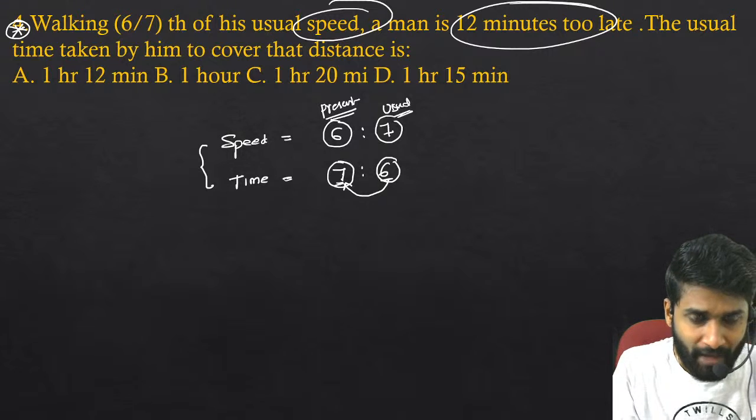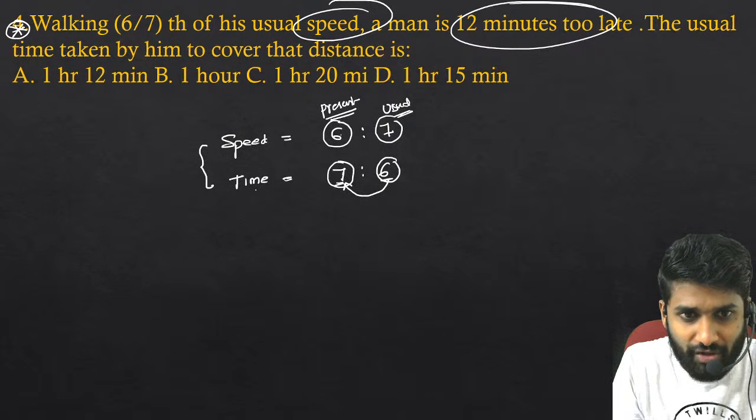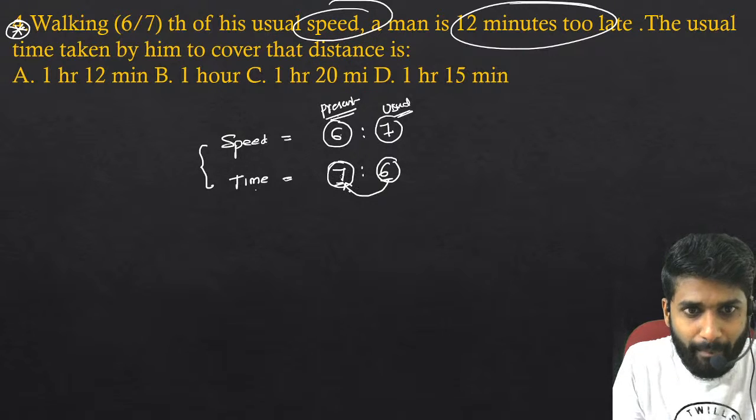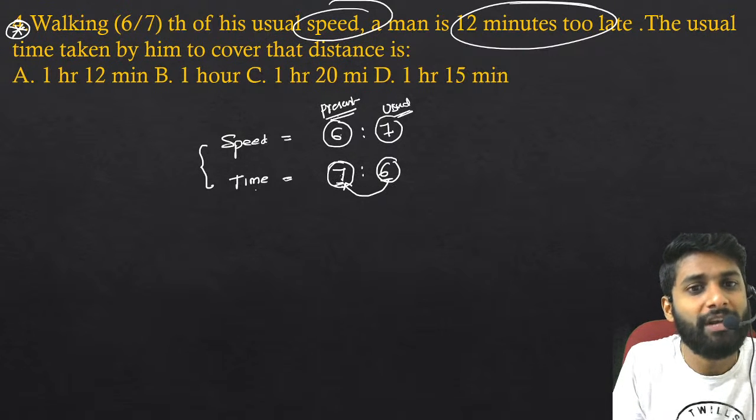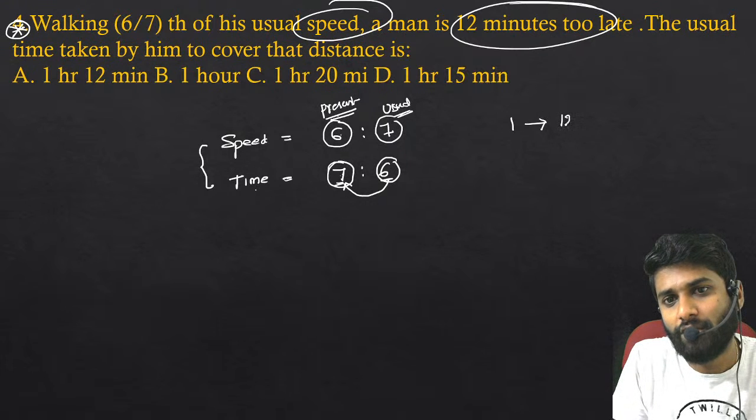Then observe, guys, how we are taking the value. Speed ratio is 6 is to 7. Time is inversely proportional, 7 is to 6. Now observe that the person, by using the present speed, takes 1 unit more time. Now see, 1 unit is exactly equal to 12 minutes.